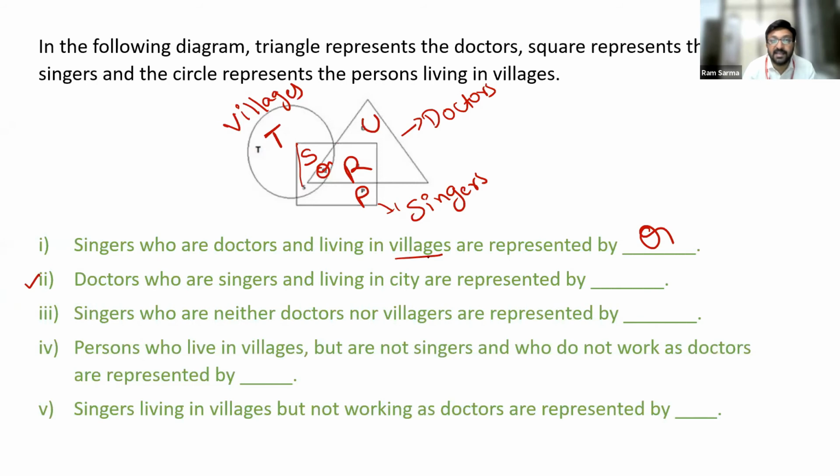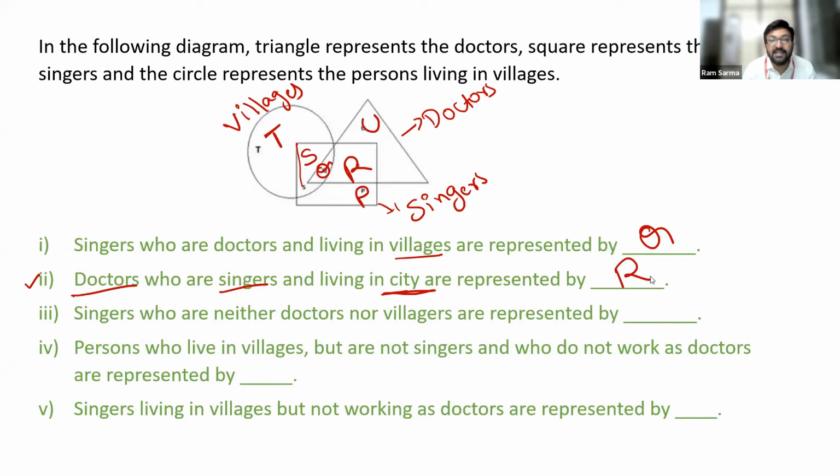Doctors who are singers and living in cities. How should we understand this? So people who are not living in villages. So circle should not be included into this, but there should be a common area for the remaining two sets, doctors and singers. So what will be your answer now? Wonderful. It's R. Let us look at the third question, guys.